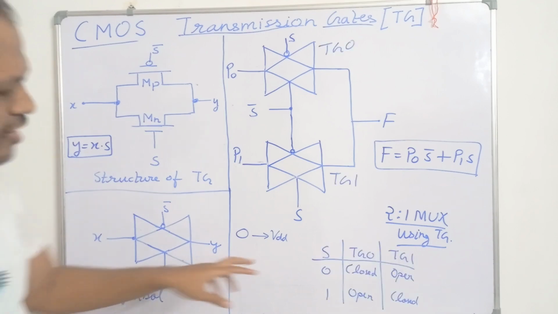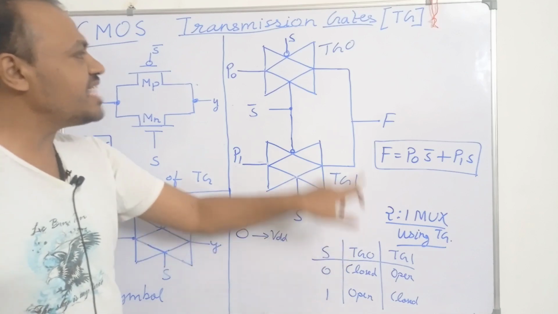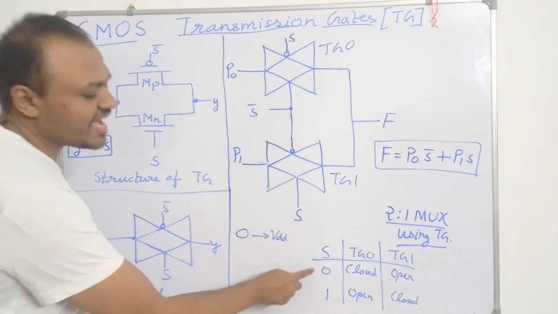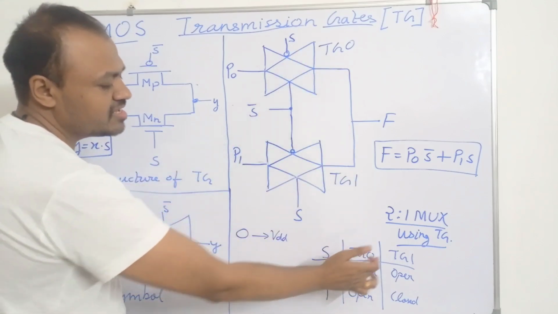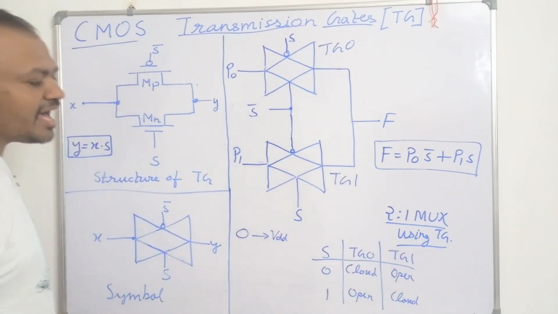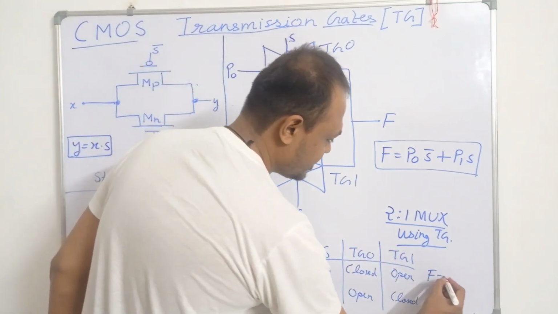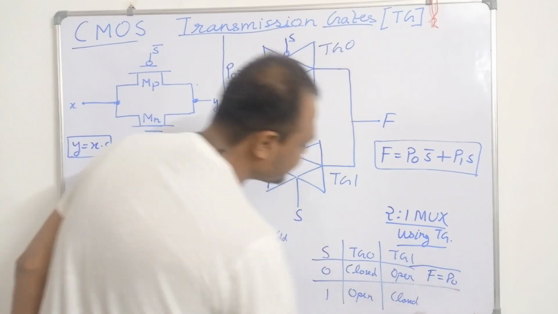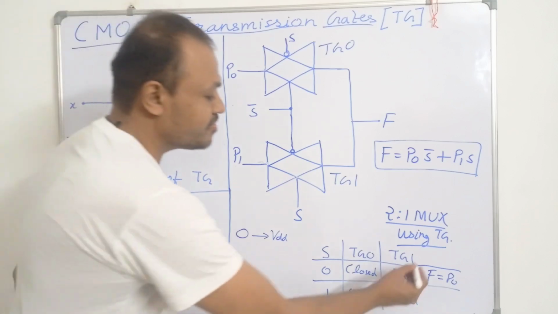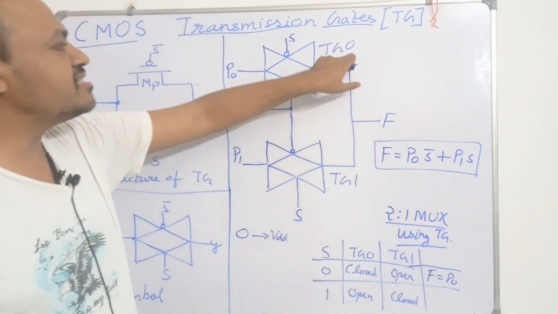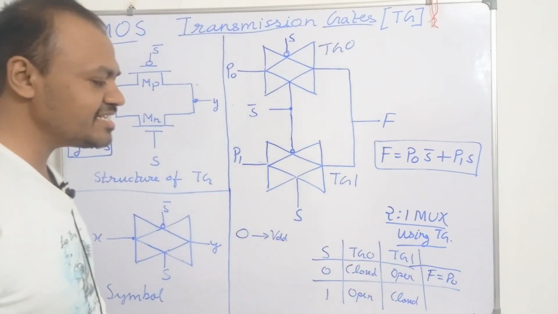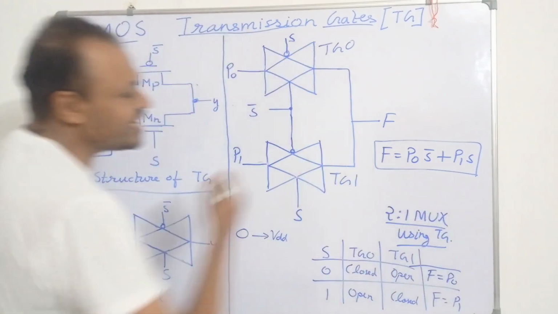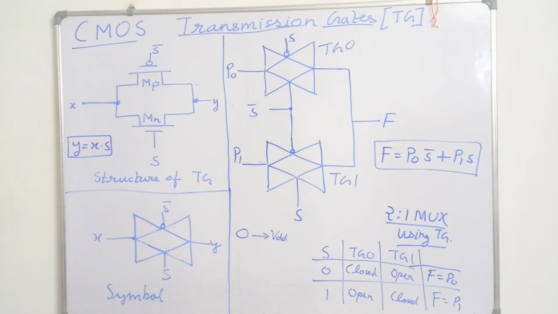We have this table also. This transmission gate is TG0, this transmission gate is TG1. When S is equal to 0, TG0 is closed and TG1 is open. So F equal to P0 in this case. Whereas when S is equal to 1, TG0 is open and TG1 is closed. So F equal to P1 in this case. So we can get F equal to P0 S bar plus P1 S.